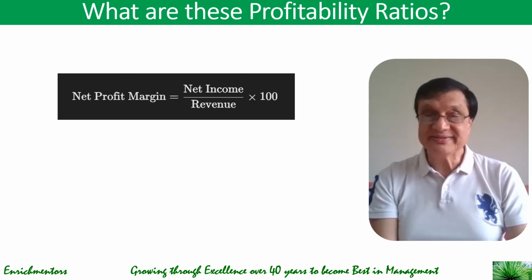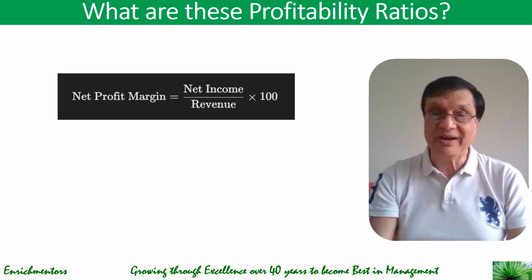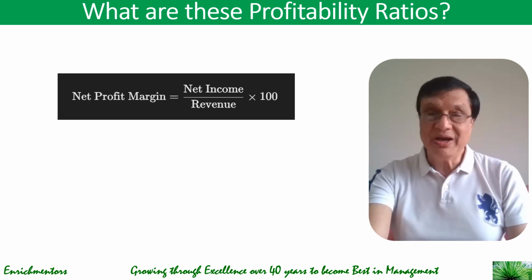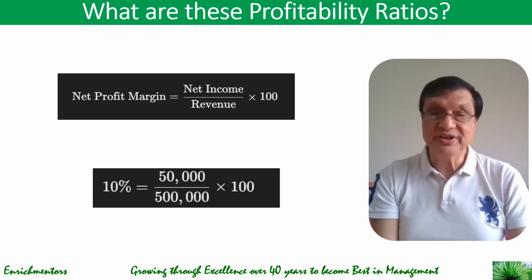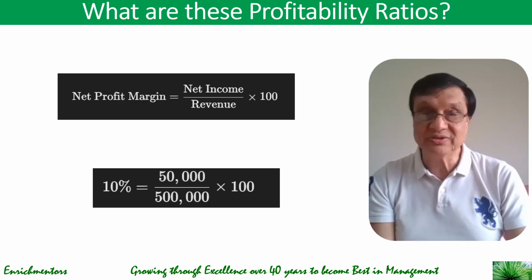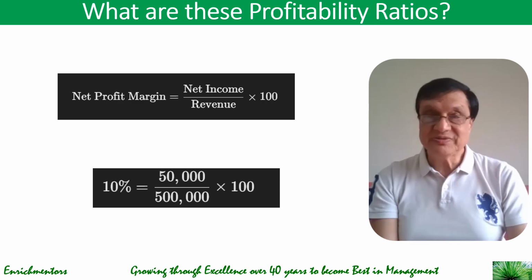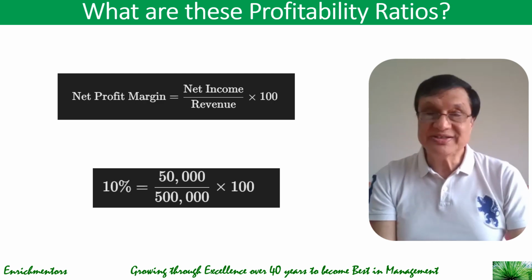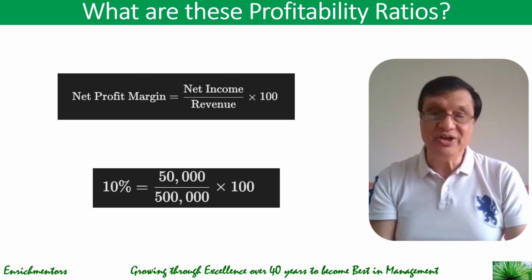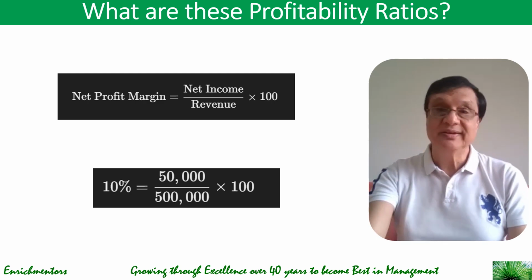Let's take a look at an example. If a company has a net income of $50,000 and a revenue of $500,000, its net margin will be 10%, equal to 50,000 divided by 500,000, times 100. And this means the company makes 10 cents in profit for every dollar of revenue.